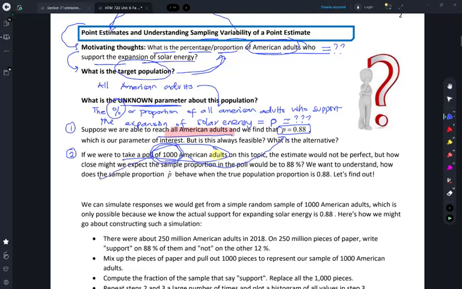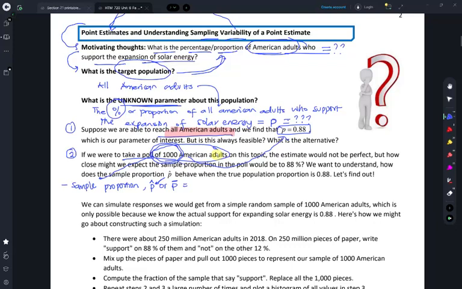So it means that we can go to a sample of a particular size of interest, say 1,000 in this case, and it is possible that the sample proportion, which we represent as p-hat, P with a hat on top, or p-bar, either is acceptable, can vary from one sample of 1,000 American adults to another.